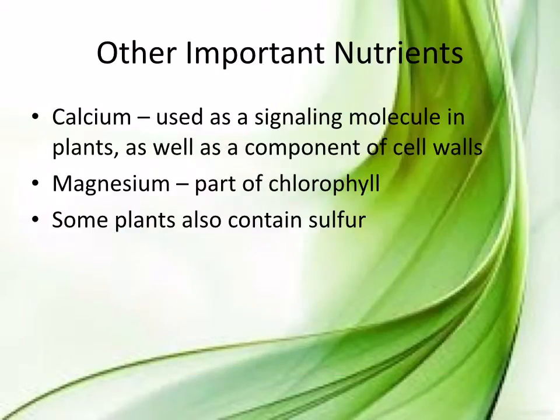So some other important nutrients. Calcium, which we mentioned earlier, serves as a signaling molecule in plants, and it's also a component of cell walls. Magnesium is a part of chlorophyll. So obviously chlorophyll is critical to the health of a plant. So magnesium is definitely essential. Some plants also contain sulfur.